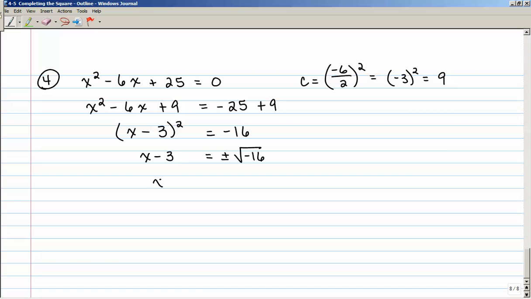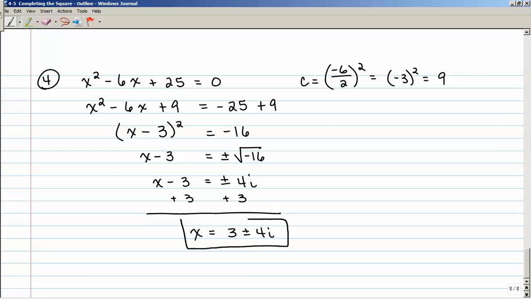So this is the same as x minus 3 equals plus or minus. Square root of negative 1 becomes i. Square root of 16 is 4. So this is just 4i. And then adding 3 to both sides, I'm going to have x equals 3 plus or minus 4i. And in this case, my answer, my solution, is a complex number. That is, it has a real part, the 3, and it has an imaginary part, the 4i. And actually, it's two complex numbers, 3 plus 4i and 3 minus 4i.